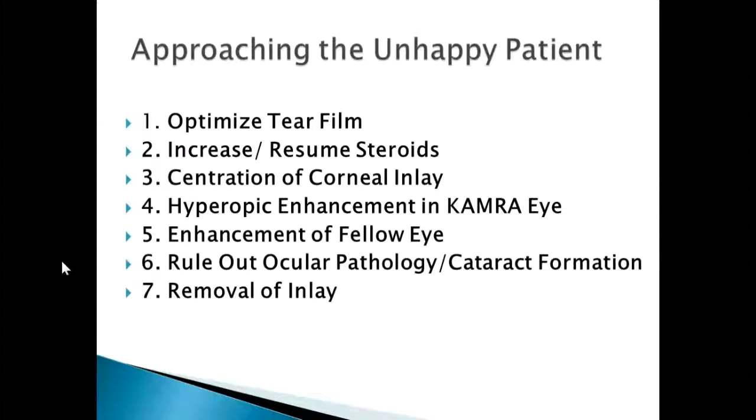So what we've done is we've laid out all the possible solutions to dealing with that unhappy patient, and we put them in order of frequency. You can see that the number one thing is optimizing that tear film, and what you are going to find is that that's going to be the number one thing that you're going to be dealing with post-op, making sure that you address that dry eye and optimize that tear film to get a good result at the end of the day. Next slide.